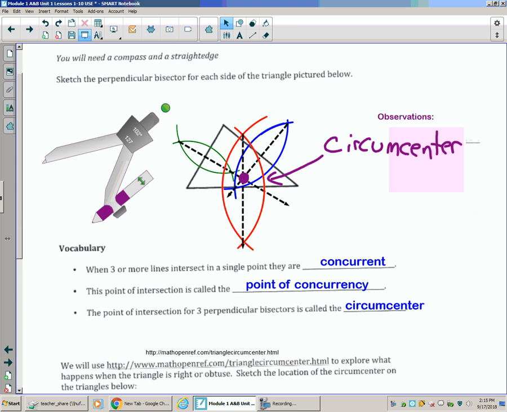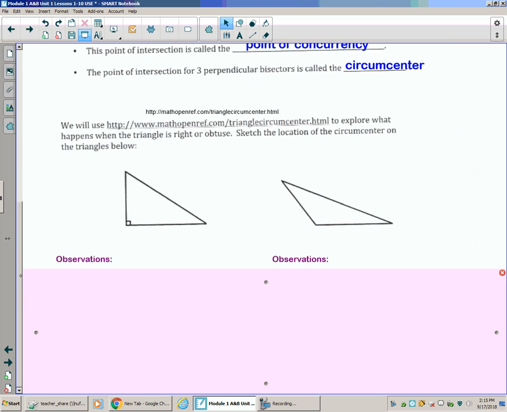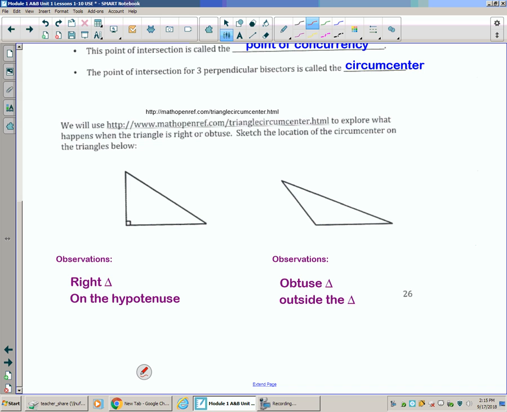Every triangle will have a circumcenter. Depending on the type of triangle it is, if I scroll down to the bottom two examples here, in a right triangle, like we see on the left side here, if I quickly just sketched in the perpendicular bisector for all three sides, on a right triangle, it's always going to end up being on our hypotenuse. That's just kind of how it works.